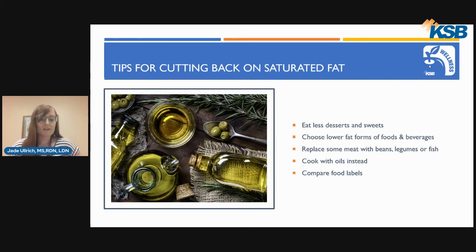You can also replace some of the meat you eat with beans, legumes, or fish. You can also try cooking with oils rather than butter, shortening, or coconut or palm oils. These oils include canola, corn, olive, peanut, safflower, soybean, and sunflower oil. Vegetable oil is also a combination of many of these oils, so this is also a good choice. Some specialty oils like avocado, grapeseed, rice bran, and sesame can also be healthy choices, but may cost more or be harder to find. And one more tip is to compare food labels and choose products lower in saturated fat.